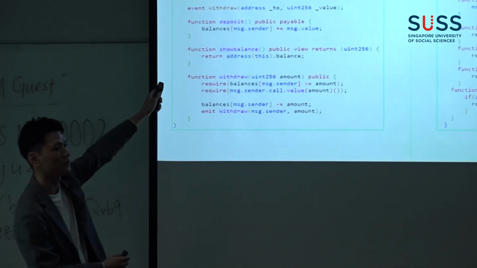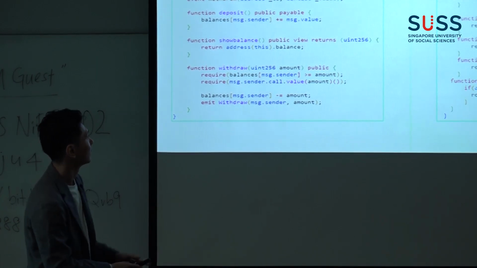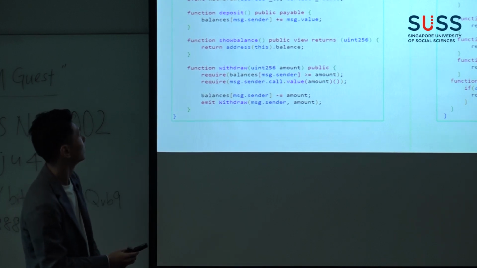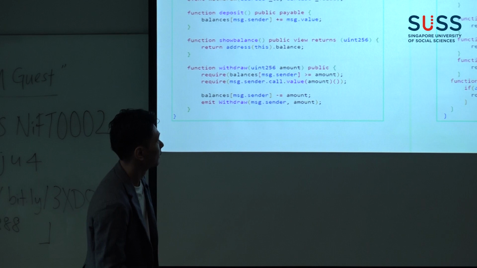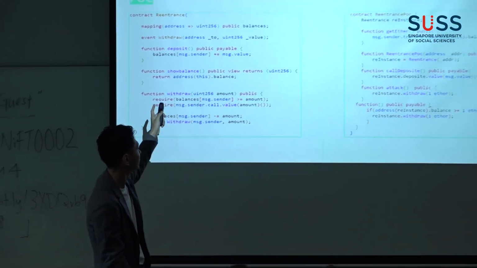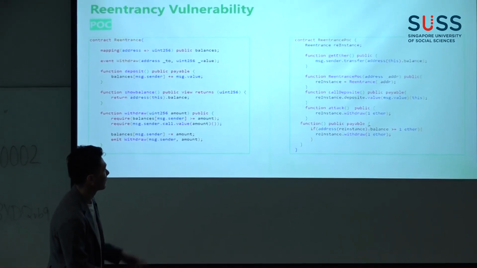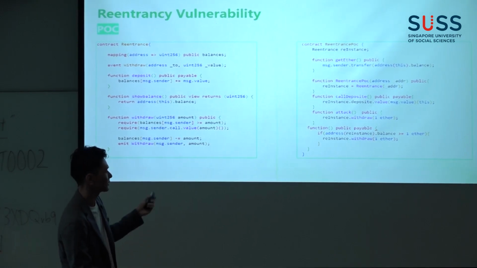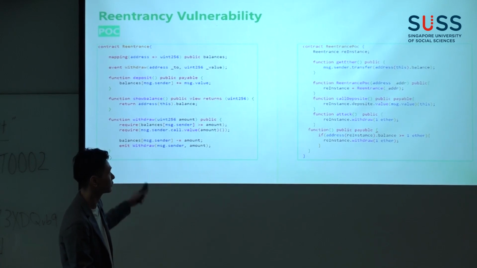So this is a proof of concept of how to attack this contract. This is the same contract we saw before. It's vulnerable. And this is the attacker's contract. First, the attacker imports this Reentrance contract to get the symbols. And then it gets ether, so it means it deposits. It has to have some balance first, so it deposits some money to this contract.